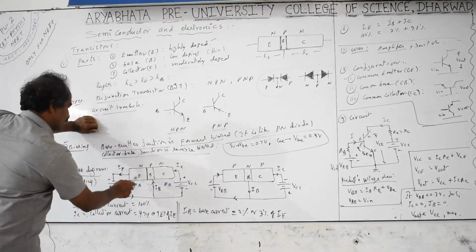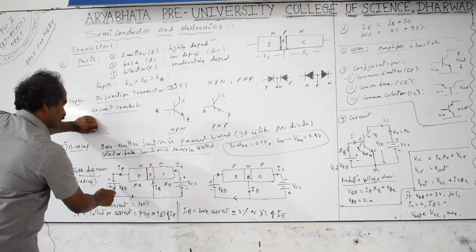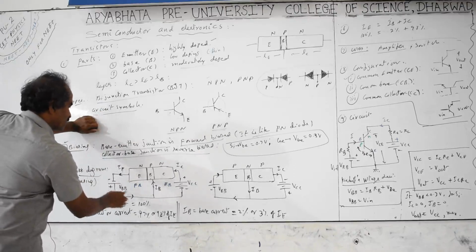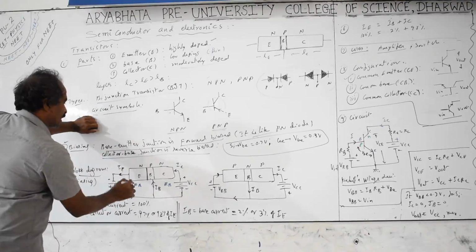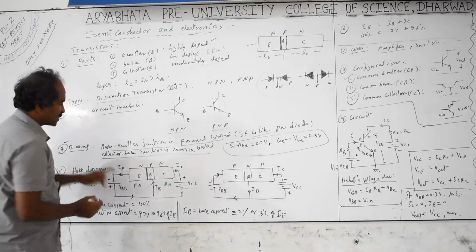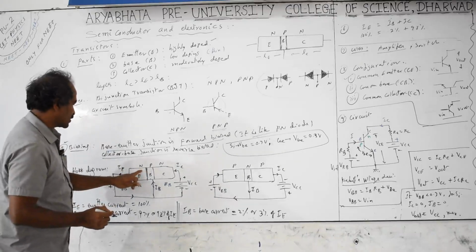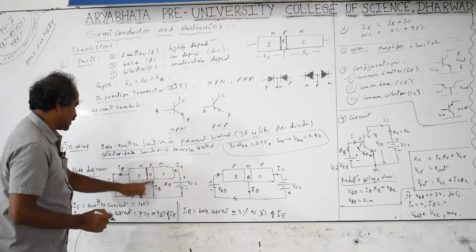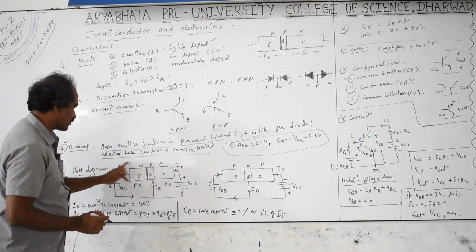So here for the emitter base we take the battery connected producing the forward bias. Forward bias means what? N to negative, P to positive. So N and P junction we are taking, this junction we have to take. For this junction N and P, N should be connected to the negative and P is connected to the positive here. So it is forward biased.